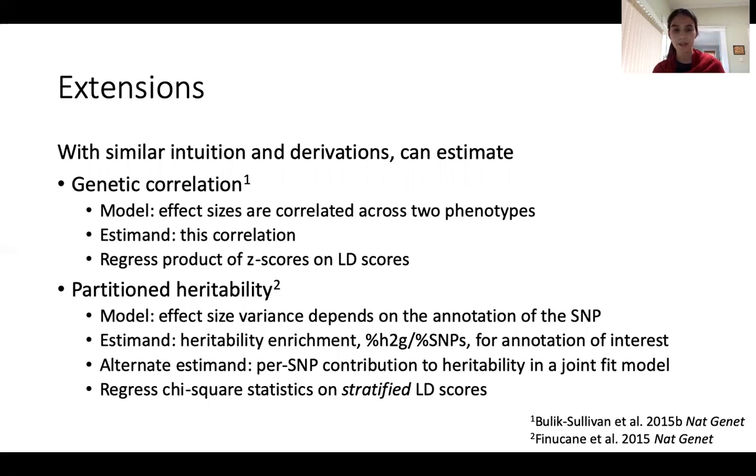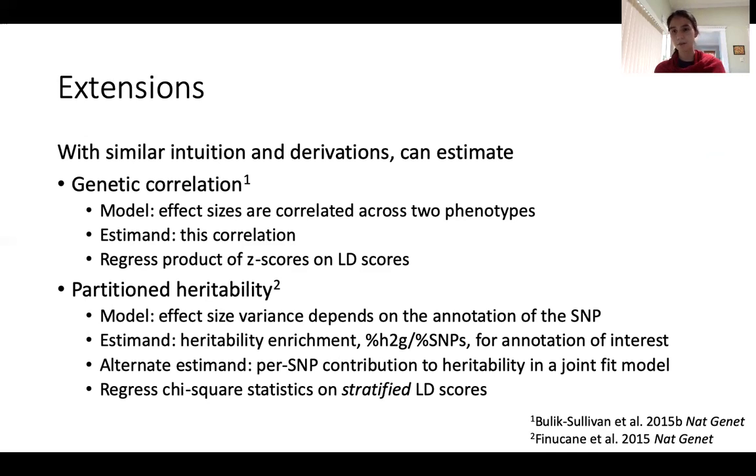And so here our model is that the effect size variance depends on the annotation of the SNP. So we can have several different categories that a SNP can fall into, and then model the effect size variance as depending linearly on those categories. And so then we can estimate heritability enrichment. How much more heritability is there in this category of SNPs than you would expect by chance?